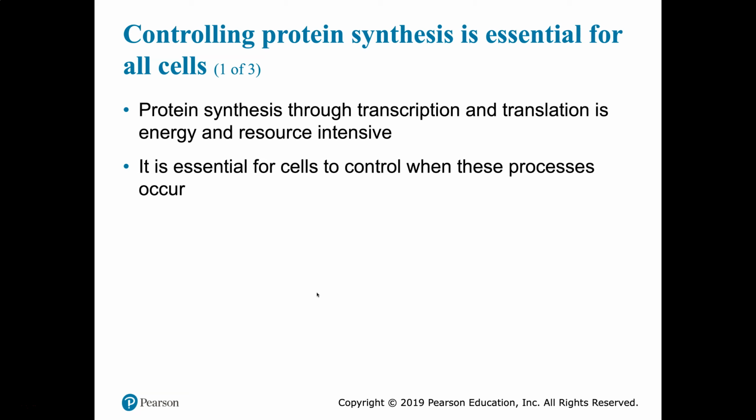So when they have too much of something, they say, all right, I have too much of this protein. I need to slow down making more of it, or I need to stop making more of it completely. So one or the other, there's a way to control gene expression and its rate.